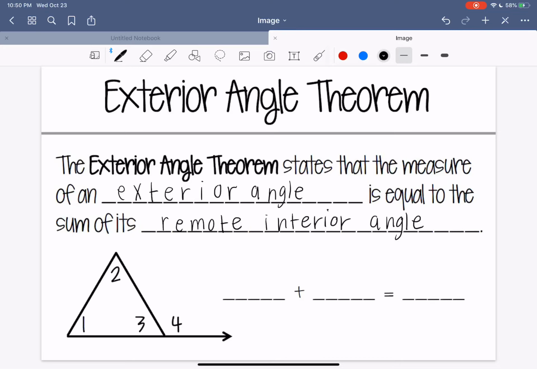Okay. So this would mean that the measure of angle 1 plus the measure of angle 2 equals the measure of angle 4. So remember, angles 1 and 2 are the furthest away. That's where you're using your remote, right? To access the furthest angle, which is angle 4 on the outside of the triangle.